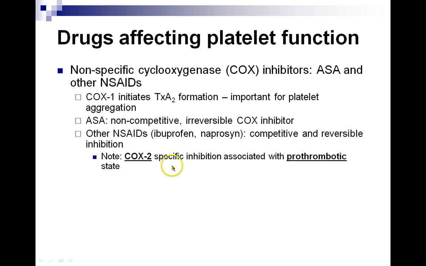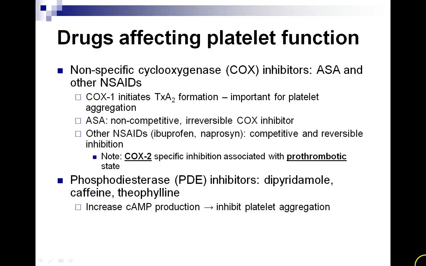In fact, the really specific COX-2 inhibitors were associated with a prothrombotic state, and that's why some of the drugs like Vioxx and Bextra were actually taken off the market, because of their association with coronary events. There are also phosphodiesterase inhibitors like dipyridamole, caffeine, or theophylline, and by increasing cyclic AMP production, these drugs inhibit platelet aggregation.